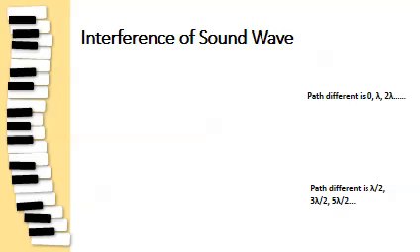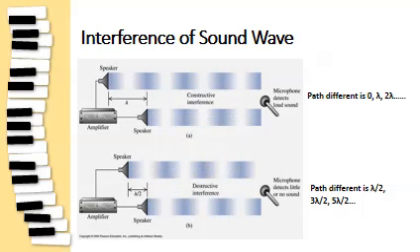Sound waves will interfere with each other. When both of the sound waves interfere, there will be a path difference. The path difference for constructive interference is either 0, lambda, 2 lambda, and so on. While for destructive interference, the path difference is lambda over 2, 3 lambda over 2, 5 lambda over 2, and so on.